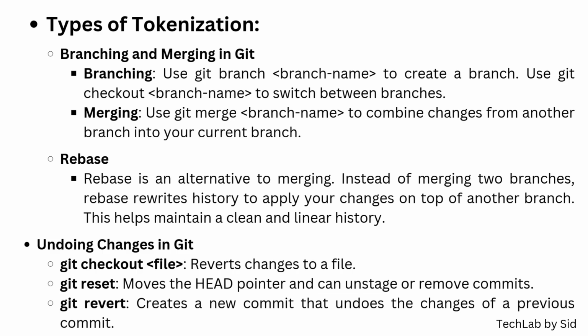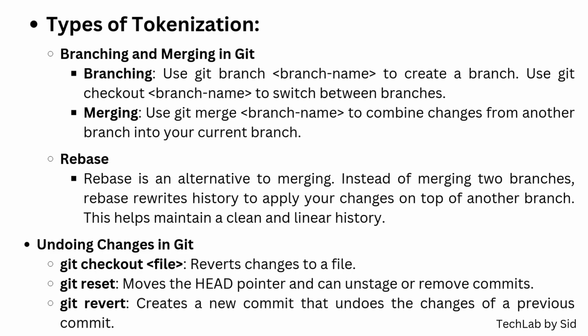Rebase. Rebase is an alternative to merging, which rewrites the commit history. Instead of merging two branches, rebase applies your changes on top of another branch, resulting in a cleaner and more linear project history. Undoing changes in Git.